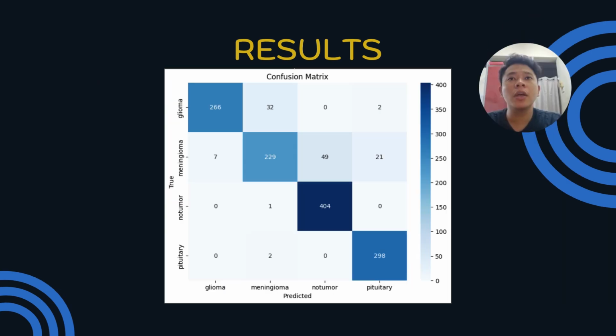From the matrix, we can observe that meningioma tumors are often misclassified as no tumor or pituitary, while other classes are predicted more accurately. For instance, 49 meningioma samples were incorrectly labeled as no tumor. In contrast, the no tumor and pituitary classes show minimal confusion, which supports their higher scores in the classification report.